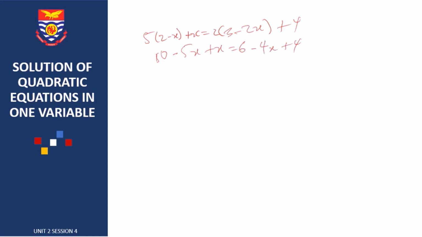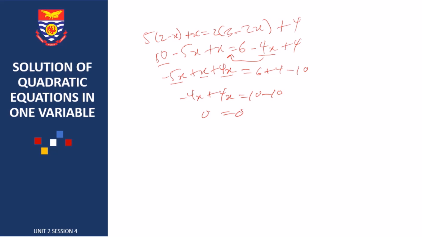Then I'll group like terms. I have minus 5x plus x plus 4x. When this minus 4x crosses the sign, I'll get what? Plus 4x. I have 6 plus 4. Then this 10 will cross to here to be what? Minus 10. Now, minus 5x plus x gives me minus 4x plus 4x equal to 10 minus 10. I'll have 0 equal to 0. So it means that everything reduces to 0 equal to 0, and the solution appears to have broken down. This is because the equation is in fact an identity.